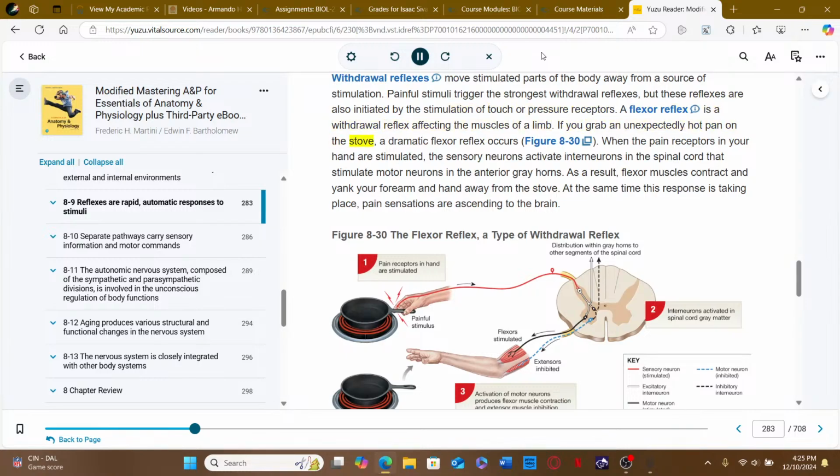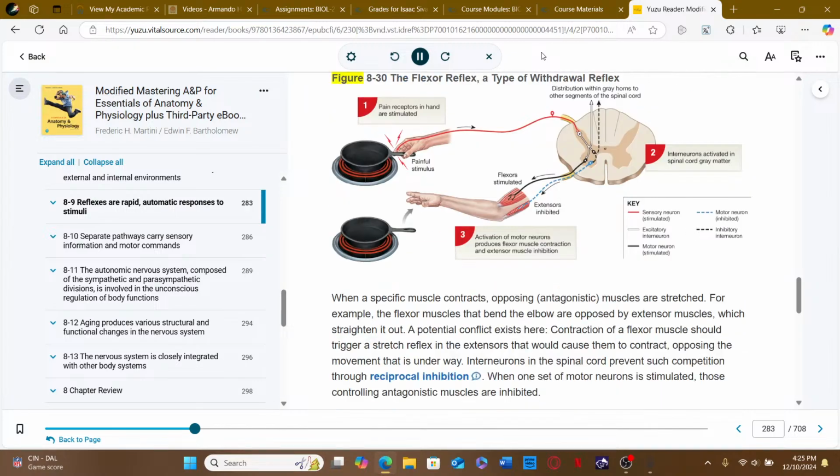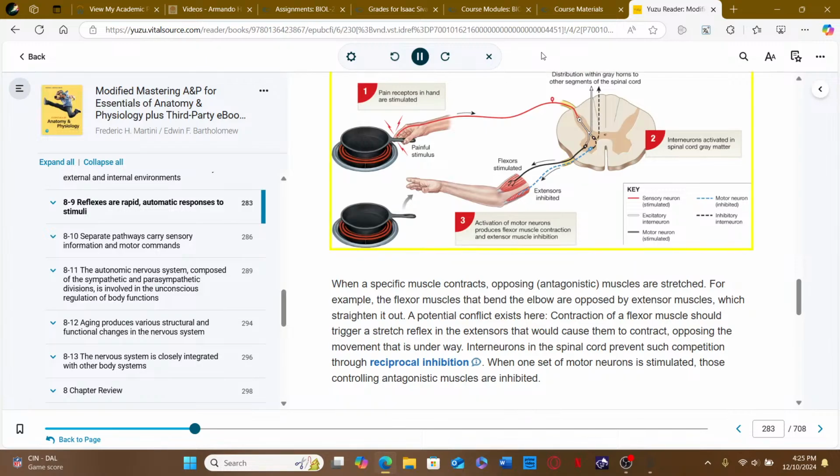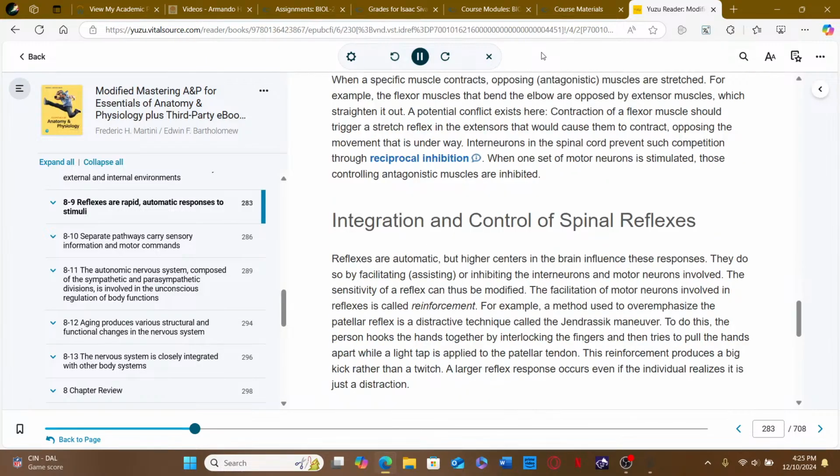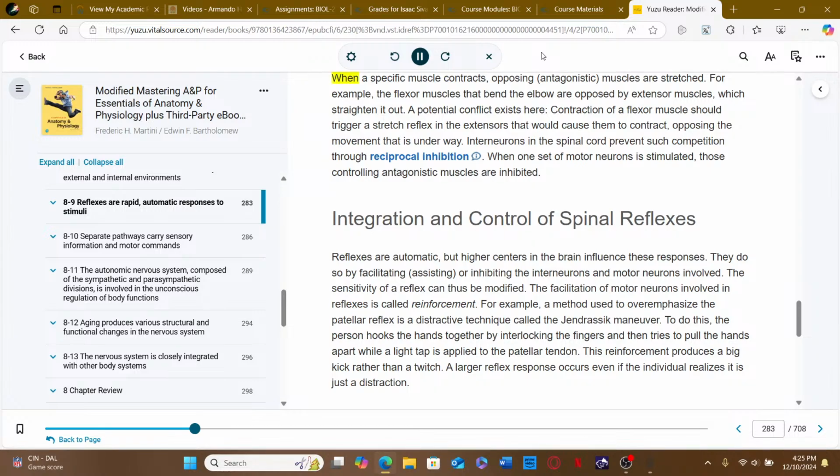If you grab an unexpectedly hot pan on the stove, a dramatic flexor reflex occurs, Figure 8-30. When the pain receptors in your hand are stimulated, the sensory neurons activate interneurons in the spinal cord that stimulate motor neurons in the anterior gray horns. As a result, flexor muscles contract and yank your forearm and hand away from the stove. At the same time this response is taking place, pain sensations are ascending to the brain. Figure 8-30 the flexor reflex, a type of withdrawal reflex. The 3 steps that occur in the flexor reflex of the hand. Figure 8-30 full alternative text.